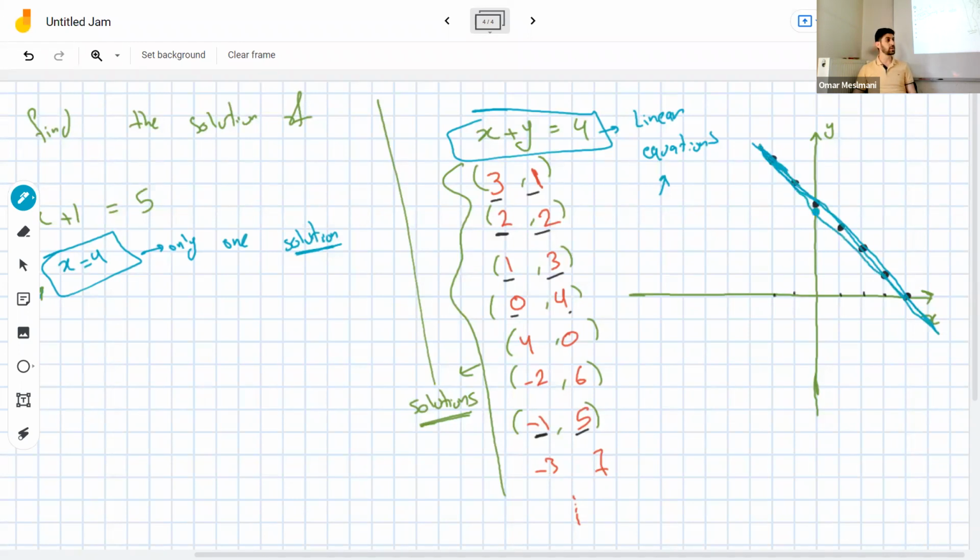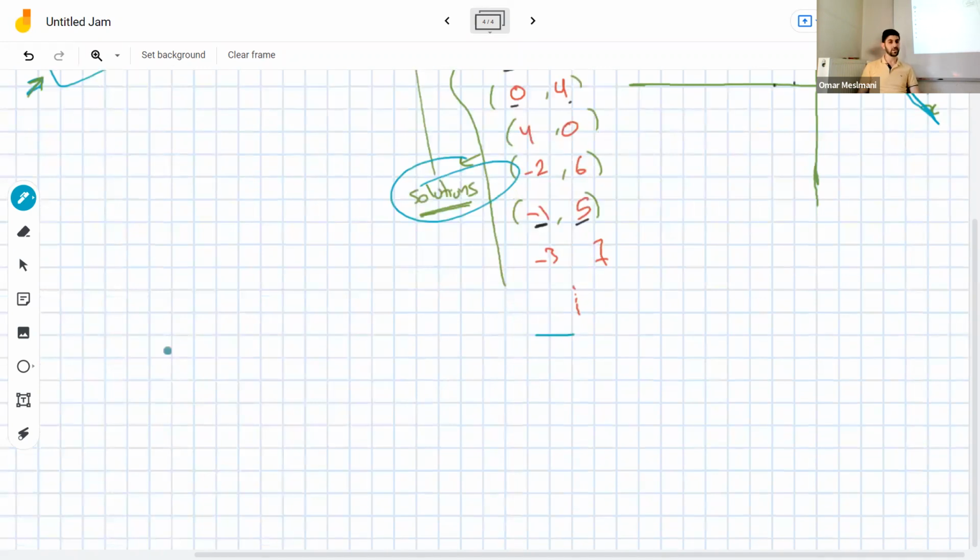Here, any point on this line, it represents what? It represents a solution. Any point, as you can see, the first solution, the second solution, the third, the fourth, the fifth. Okay, so how many solutions can I get from here? I can get infinite. So there is an infinite number of solutions we can get from here. So this is what we call the linear equation.